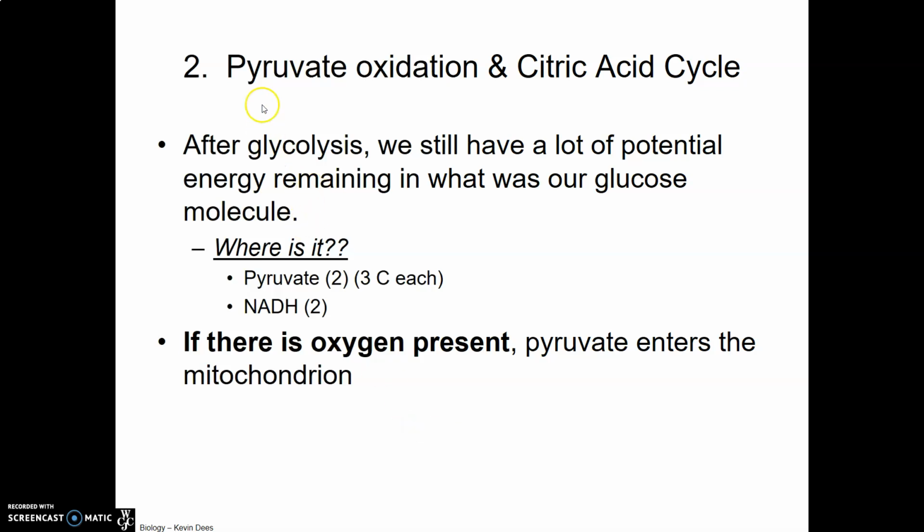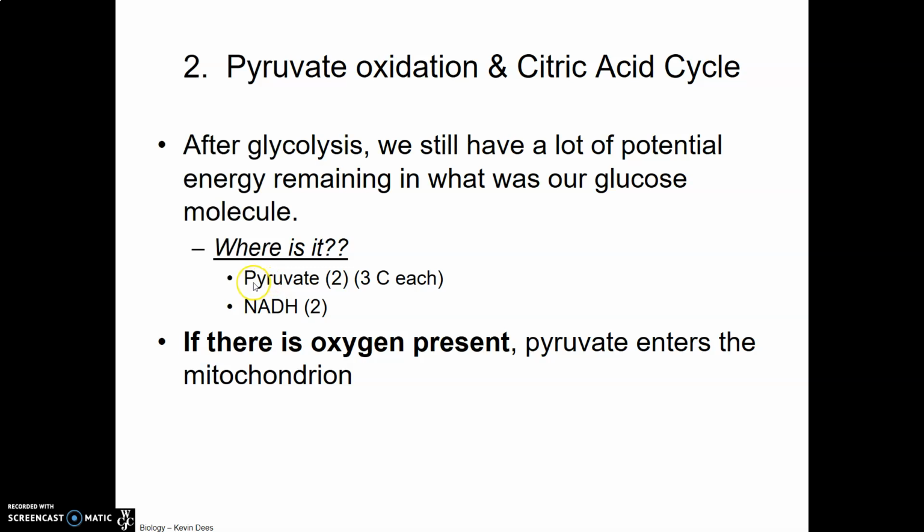Step 2 in this process is pyruvate oxidation and the citric acid cycle. So following glycolysis, we still have a lot of potential energy remaining in what was our glucose molecule, this 6-carbon sugar. So let's think about where some of that potential energy might be.